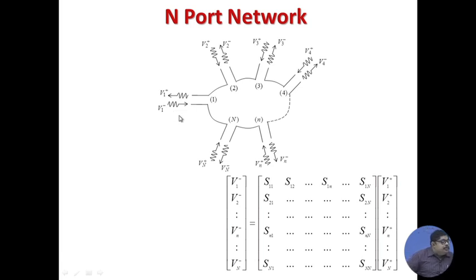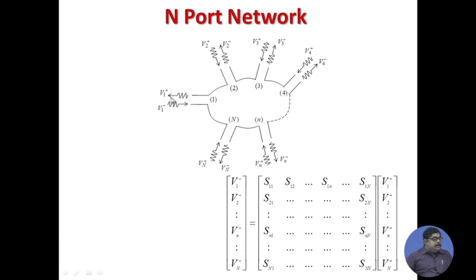So, you see that you have V2 plus which is going inside port 2, V2 minus going out, V3 plus, V3 minus, like that. So, we can represent this, since it is a linear network.